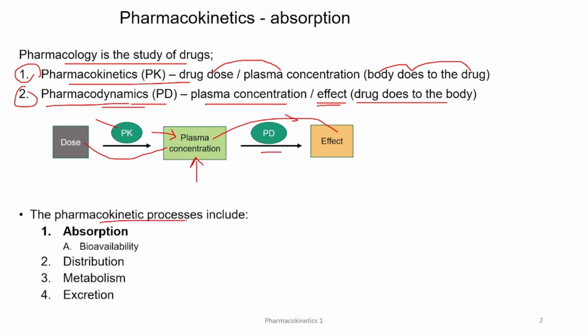The kinetics is covered under four different subheadings: absorption, within which we cover bioavailability. The drug gets distributed based on its affinity to tissues or the lipid solubility, and gets metabolized by getting converted to water soluble form for excretion.